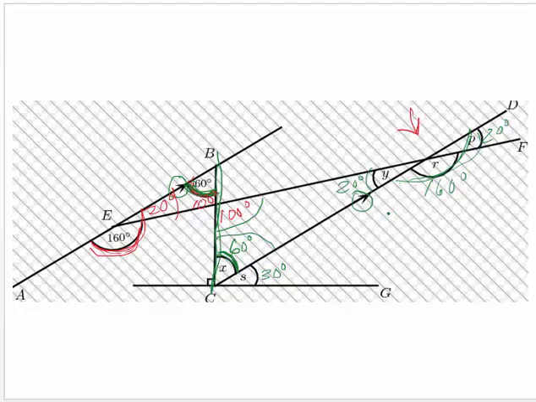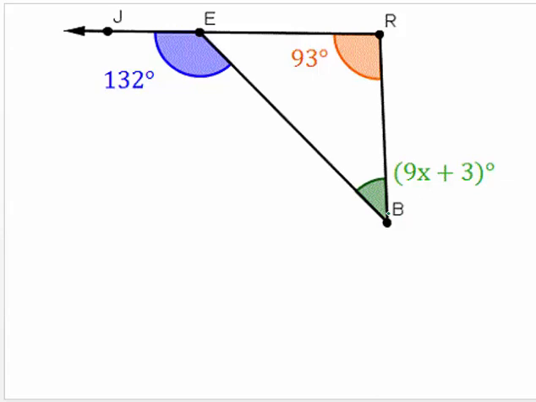Alright, one more slide here. We need to figure out the value of X here. Well, we definitely see a triangle there, so let's try to figure out the three angles in the triangle. They don't give us all three, but we can figure out all three. Because of the fact this is 132, we can figure out that this is 48 degrees, because 132 degrees plus 48 degrees adds up to 180.